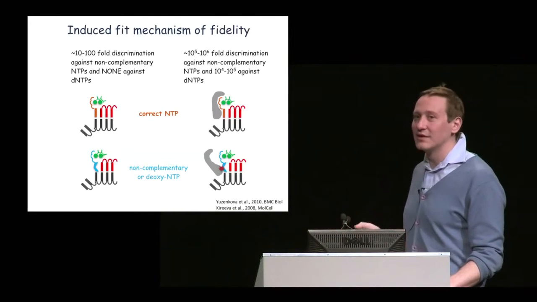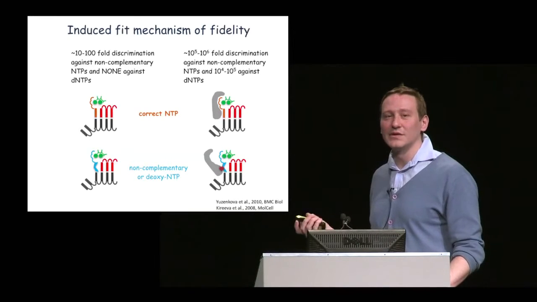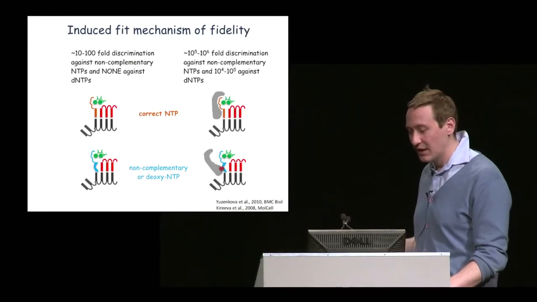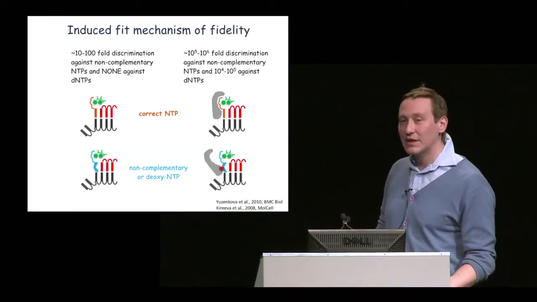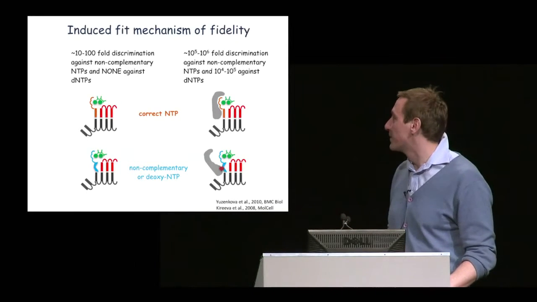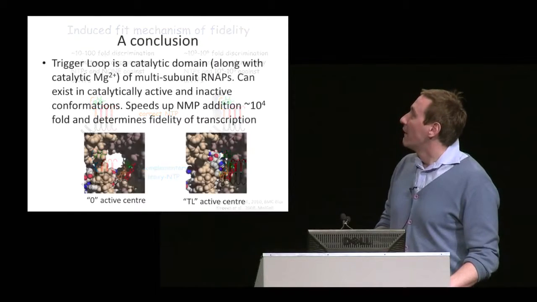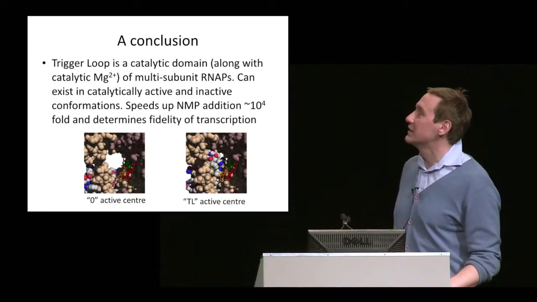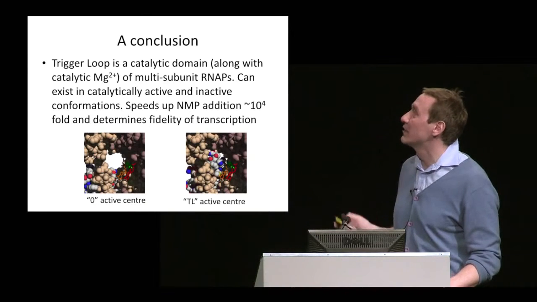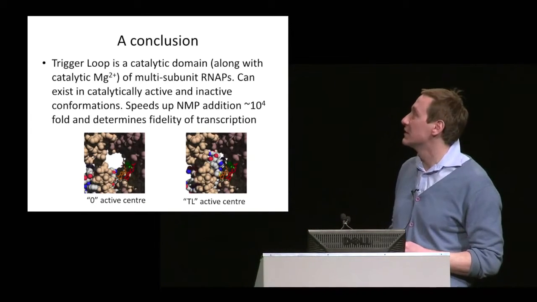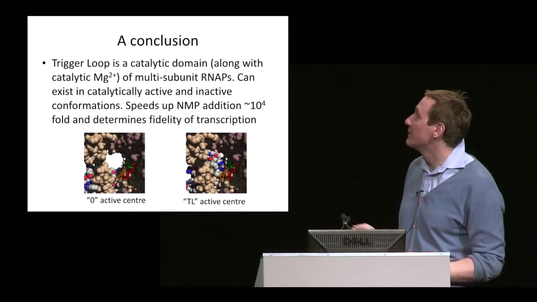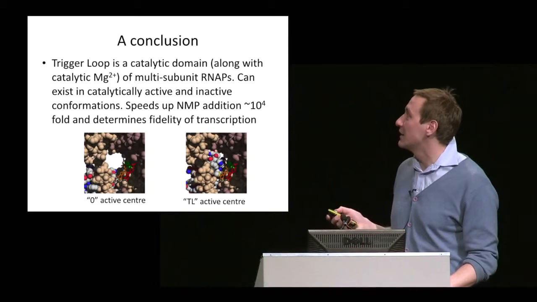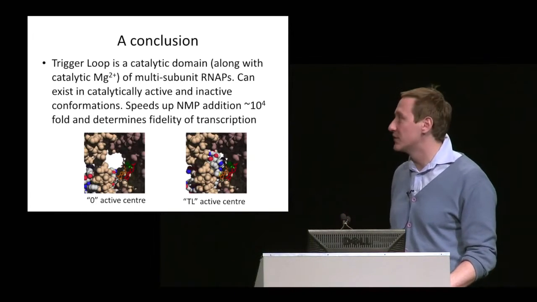This is not very new, and it is called the induced fit mechanism of fidelity, and it is used by a number of enzymes. But now we show that multi-subunit RNA polymerases also use it. And there is just an intermediate conclusion. So the trigger loop is a new catalytic domain which acts along with the catalytic magnesium ions to synthesize the phosphodiester bonds. It speeds up the reaction 10,000 times, and it determines the fidelity of transcription.